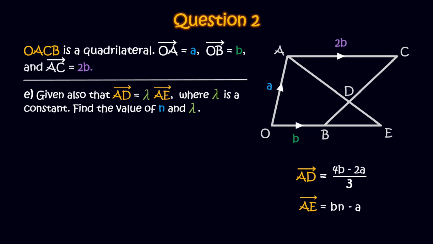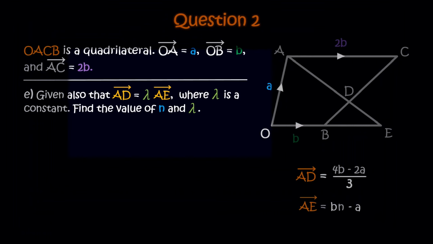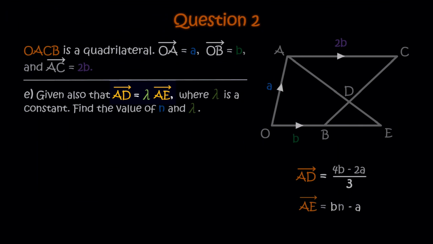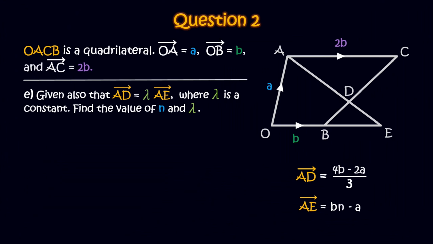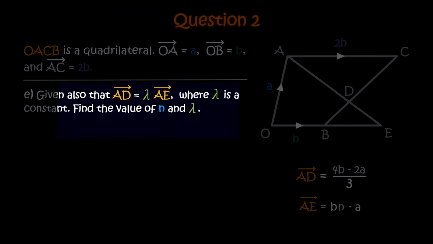This question is a bit tricky. We have been given the equation AD equals lambda AE. Don't get confused with lambda, it's just a constant, and can be given any name like x, y, etc. Then we are asked to find the value of n and lambda.